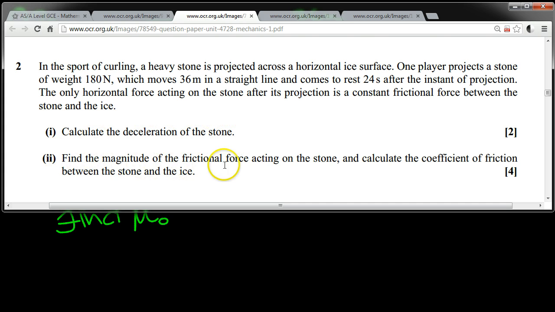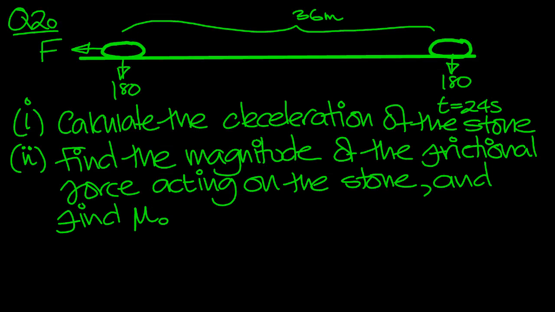Find the magnitude of the frictional force acting on the stone, and calculate the coefficient of friction between the stone and the ice. So there's the question then. Okay, so here are the forces in question. There's a resistance force due to the motion until it comes to rest.